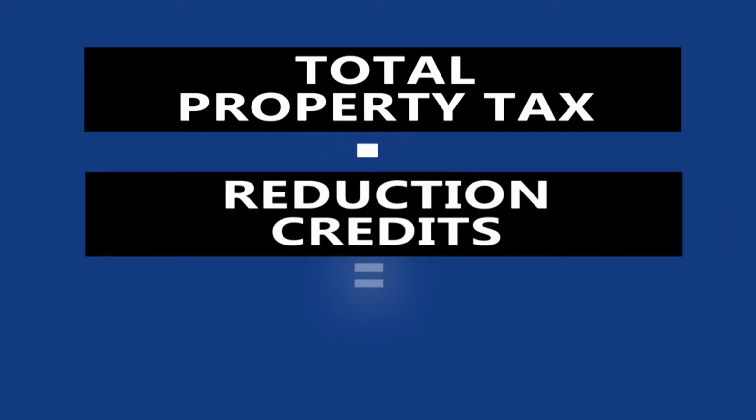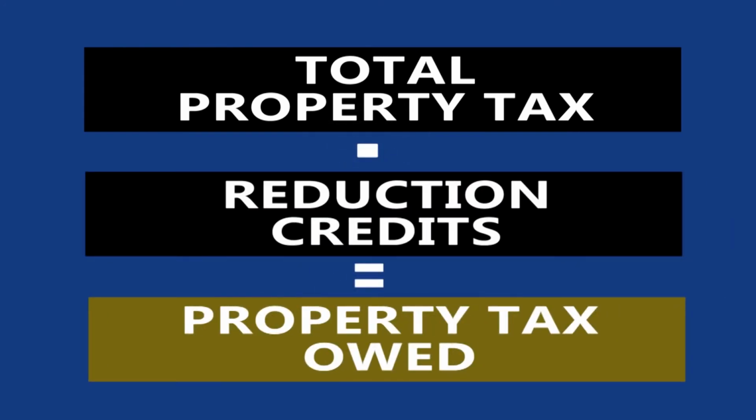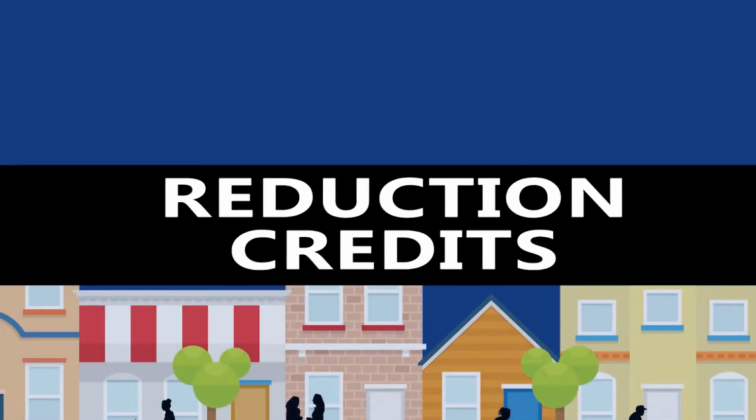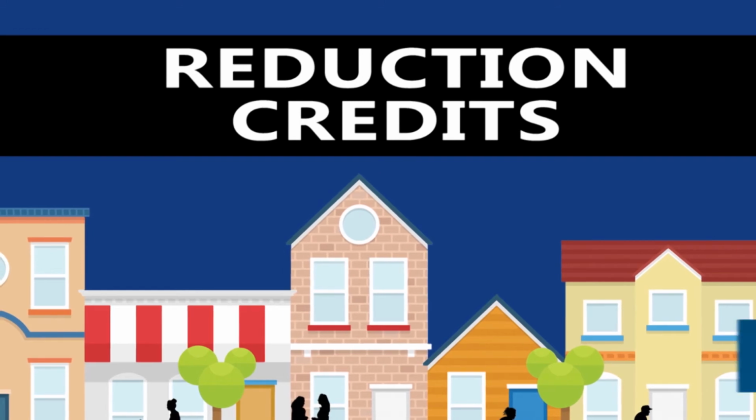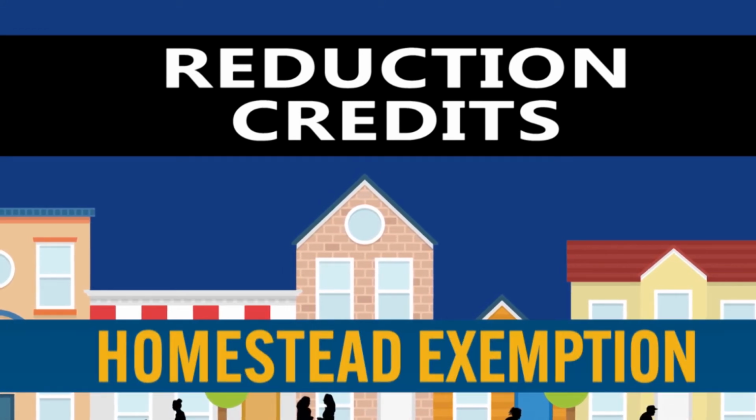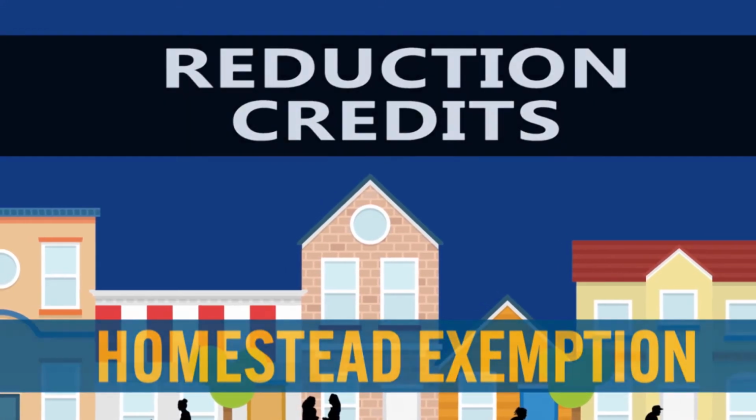Now, there's another step. Total property tax less reduction credits equals the property tax owed. The total property tax amount can be reduced by reduction credits, such as reduction credits for the homestead exemption program that is administered by the county auditor's office.